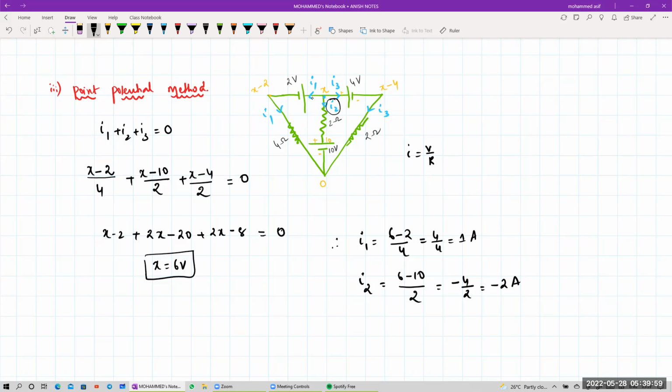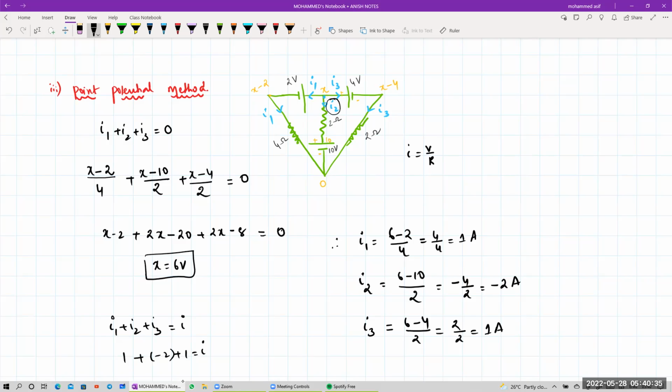In the same way, I3 will be equal to x minus 4 divided by 2. That means 6 minus 4 divided by 2. 6 minus 4 is 2, divided by 2 is equal to 1 ampere. Positive, that means I3 value is positive. So what will be the total current? I1 plus I2 plus I3 must be the total current. I1 is 1, I2 is minus 2, I3 is plus 1.